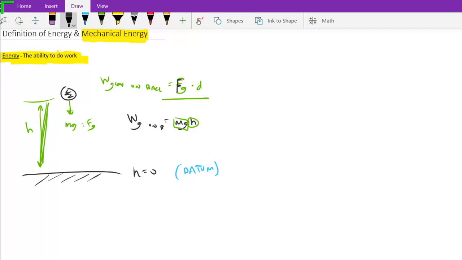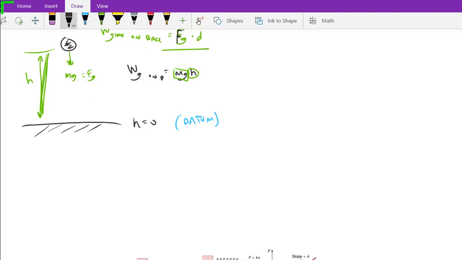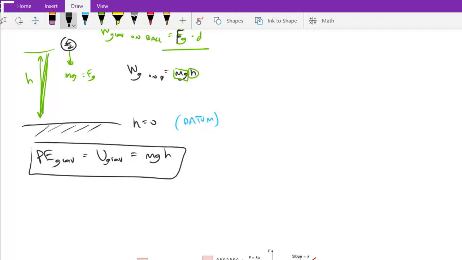So since this is the amount of work that gravity can do on the ball, and energy is the ability to do work, then how much energy this has, how much work it could potentially do, is mgh. So we call this our gravitational potential energy, so PE grav. Oftentimes potential energy is written with a U as well, so this is U grav. So gravitational potential energy is mgh, where h is the distance it can fall and mg is its weight, so it's a force applied through a distance. So this is our gravitational potential energy.